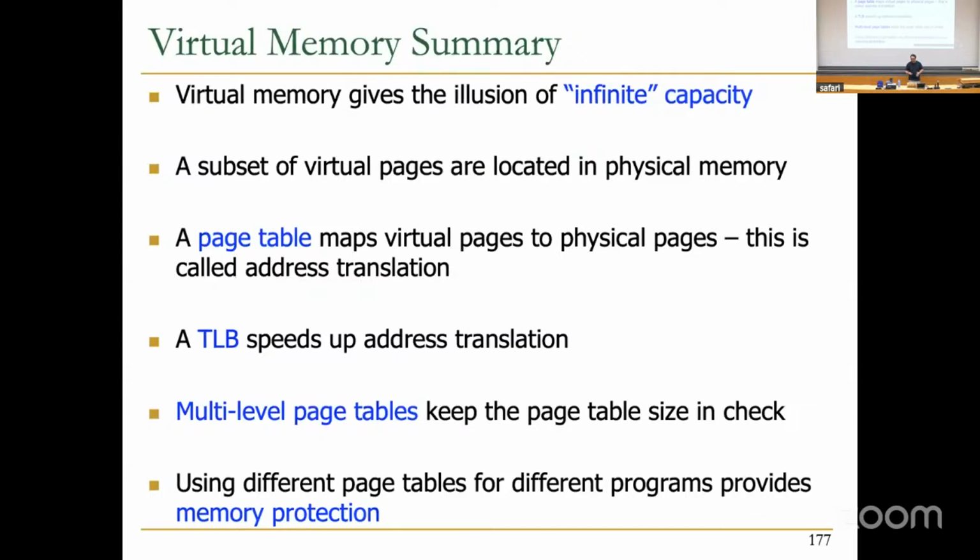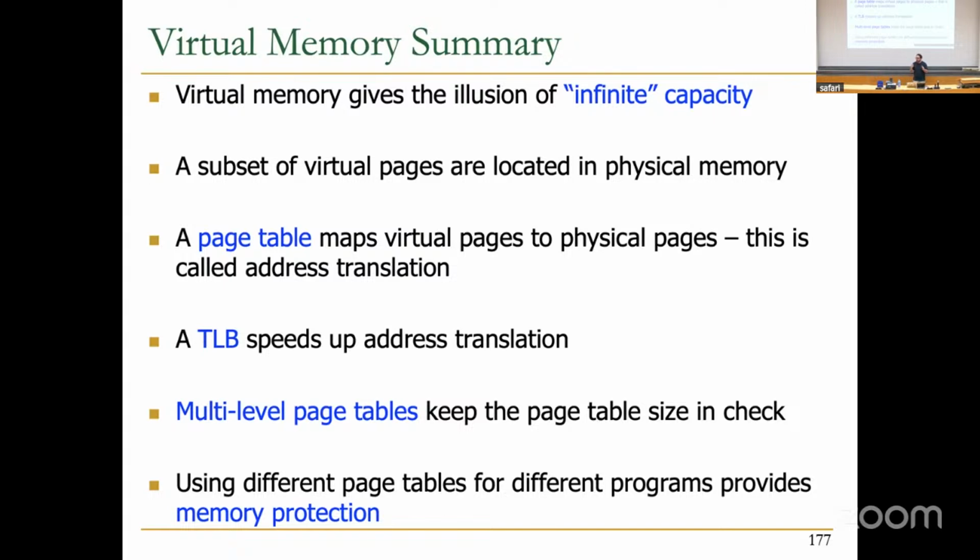In summary, virtual memory gives the illusion of infinite capacity. We have a subset of virtual pages which are located in physical memory, and a page table maps the virtual pages to the physical pages. It acts as a dictionary, and this process is called address translation.